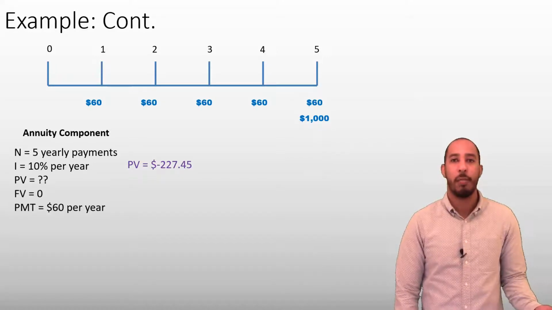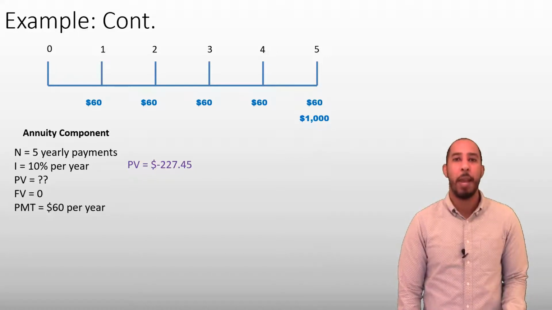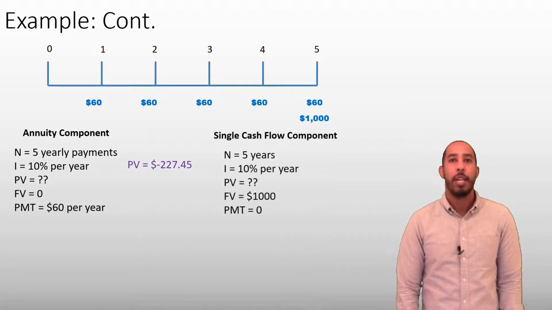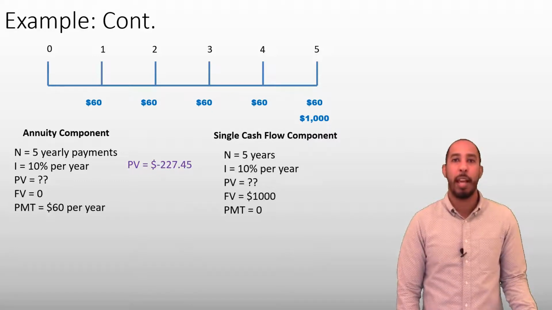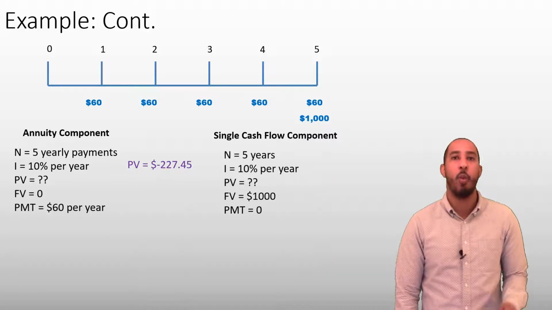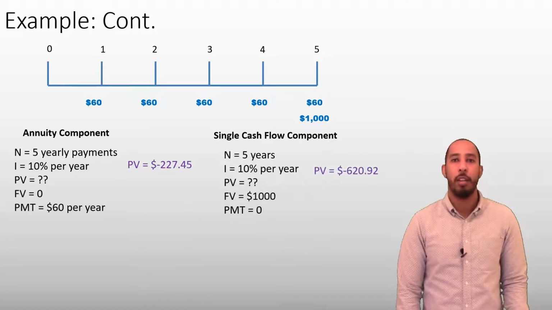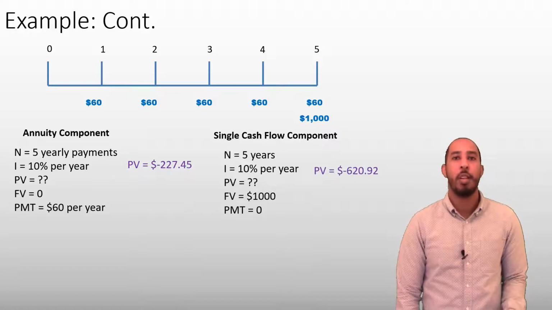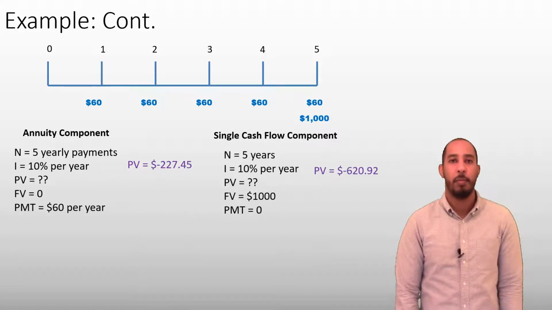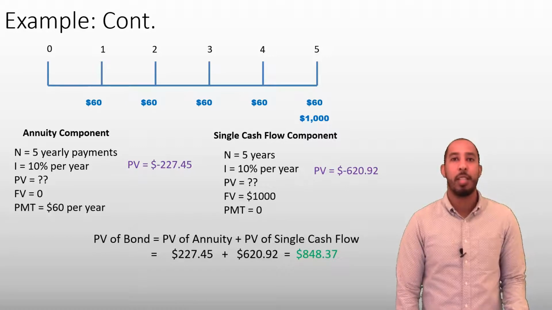But that's not all we get. We also get the $1,000 face value payment at the maturity date. So we need to figure out what that's worth too. Putting in our inputs, N is 5 since we're getting the cash flow 5 periods from today. The discount rate I is still 10%. PMT is 0 because we're looking just at the single cash flow of $1,000 we'll get in the future. Solving for present value, we get $620. That's the value today of receiving $1,000 5 years from now. And the value of the bond is simply the sum of these two components, $227 plus $620. So the bond is worth $848.